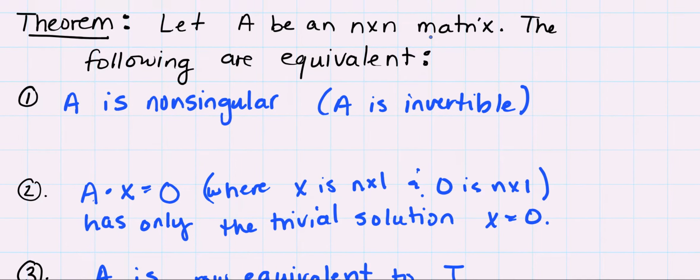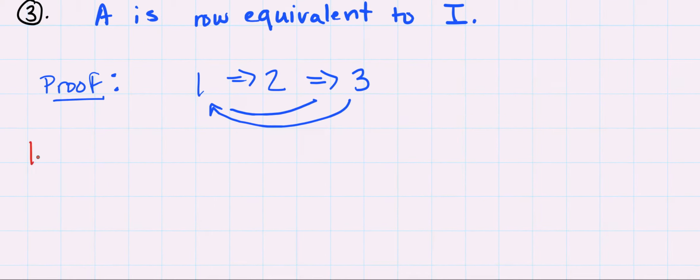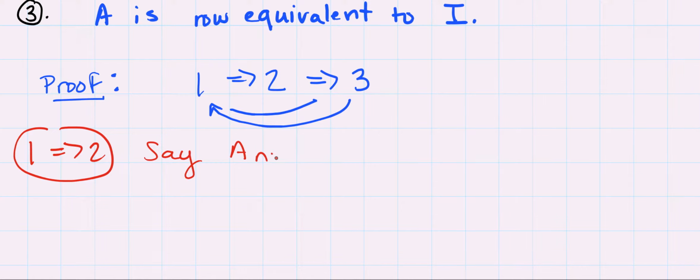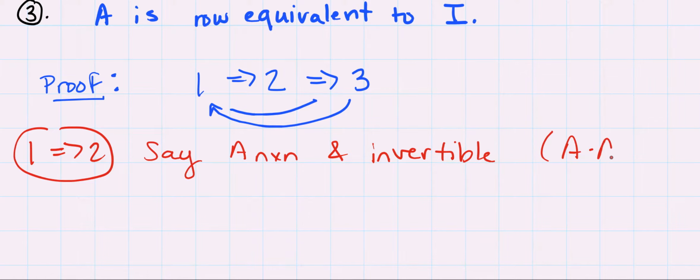Let's say that A is an n by n matrix and A is non-singular. Let's show that if A times x is 0, then it only has this trivial solution, x is equal to 0. So this is what we're showing. 1 implies 2. So we're going to say A is n by n and invertible. So what does that mean? There's an A inverse such that A times A inverse is the identity matrix.